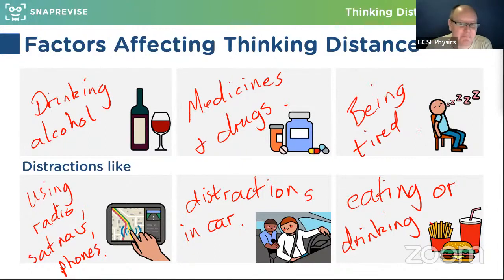So drugs and medicines, not just illegal drugs, but also prescription drugs. You need to read the labels of things to make sure it's okay to drive while you're taking it. Some medicines make you drowsy, therefore increasing your reaction time and thinking distance, and eating, drinking, radios, phones, and so on. And we've covered all the things that you might want to say when you're asked to state anything that affects thinking distance.